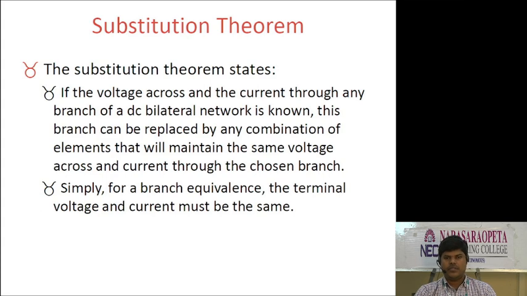Next one is the substitution theorem. The name itself indicates substitution. For some part of the circuit, we are going to substitute. What is it? If the voltage across and the current through a branch of a DC network are known, this branch can be replaced by any combination of elements that maintains the same voltage across and current through the chosen branch. So we are simply substituting without affecting the circuit characteristics. For a branch, the voltage and current must be the same. That is nothing but a simple substitution.